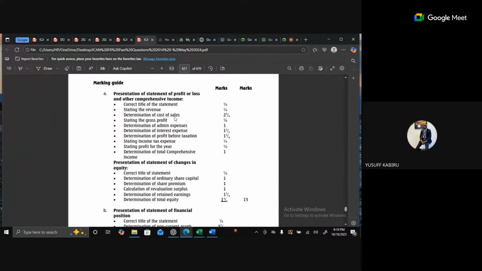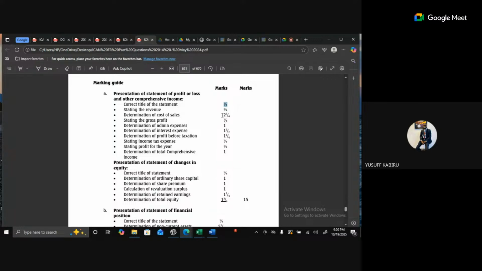Now look at the marking scheme. Correct title of the statement. That is you saying statement of financial position or statement of this. What does it give you? It's a mark, right? Stating revenue, stating cost of sale. That means all these line items, for you to even state them, they are not talking about the calculation here too. Stating it alone gives you this mark.